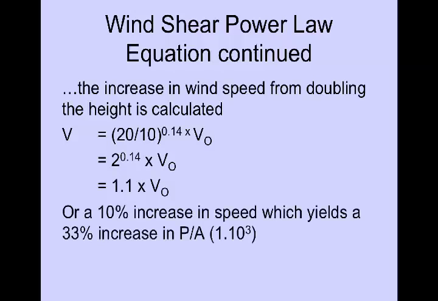And a 10% increase will yield a 33% increase, because remember, we're going to cube that. The velocity of the wind gets cubed, so that's a 33% increase in the power available in the wind.